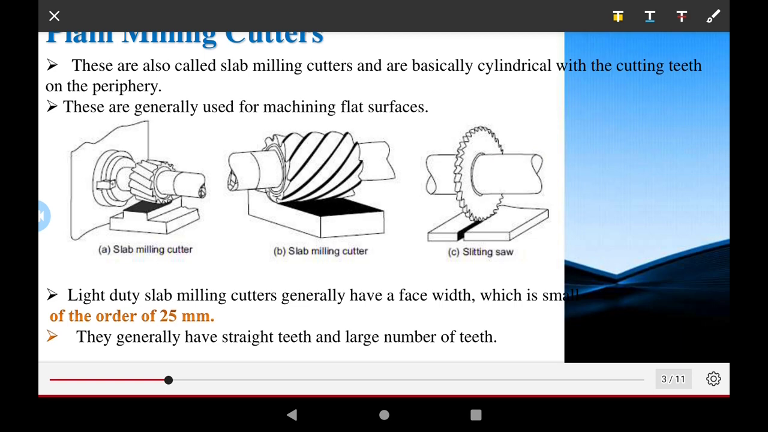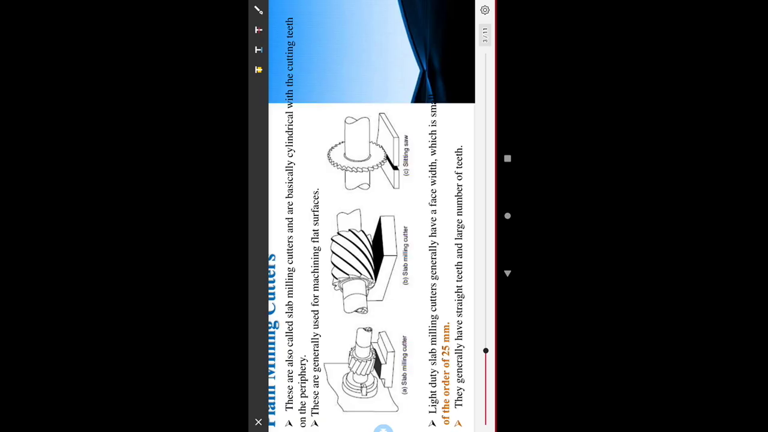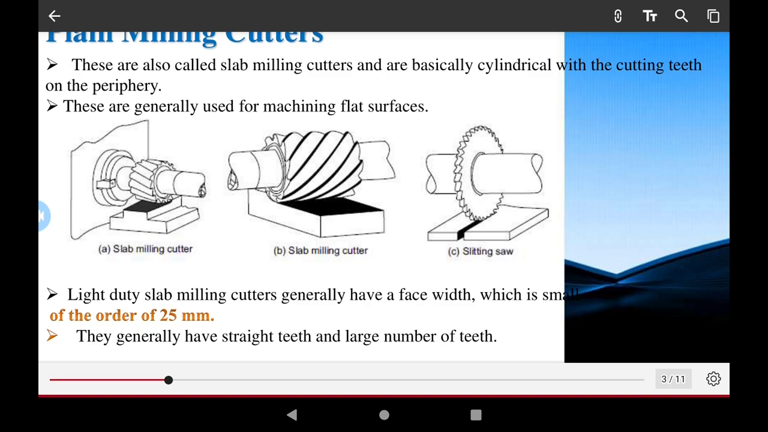These are generally used for machining flat surfaces. Okay, and then the slab milling cutter also performs the operation on the flat surface, generally for the flat surface of the workpiece, and the light duty slab milling cutters generally have the face.